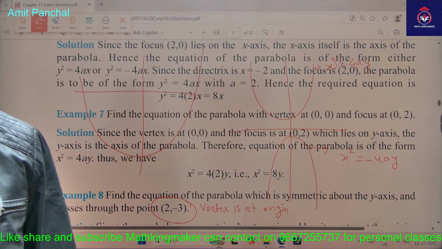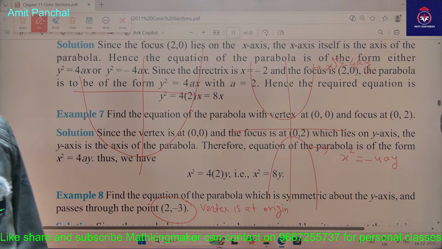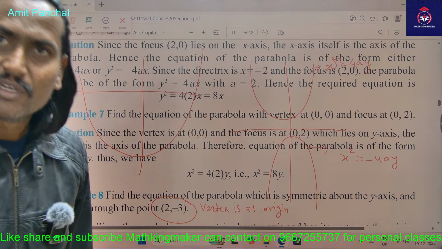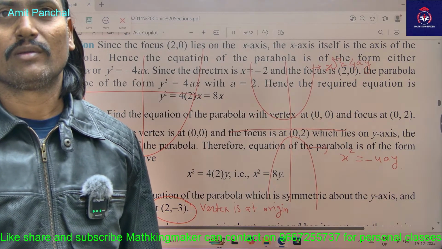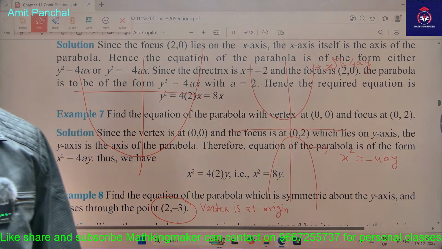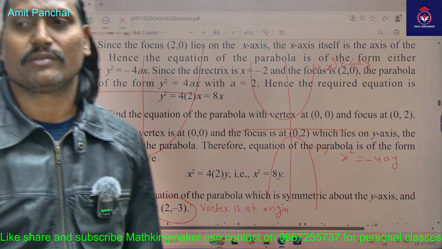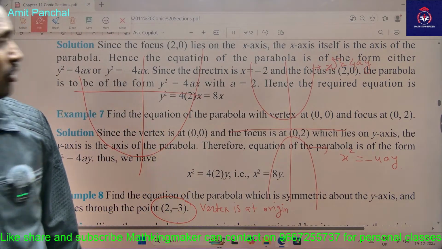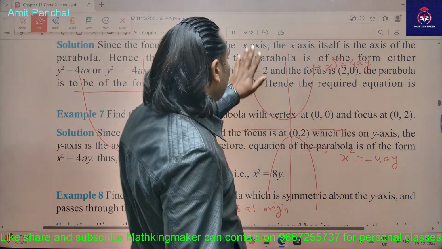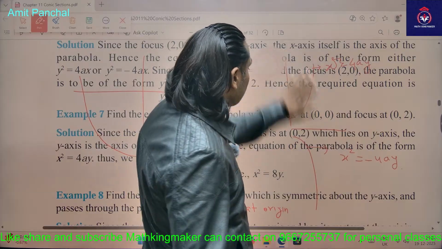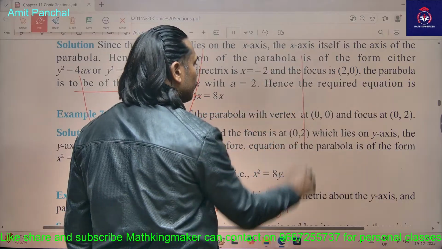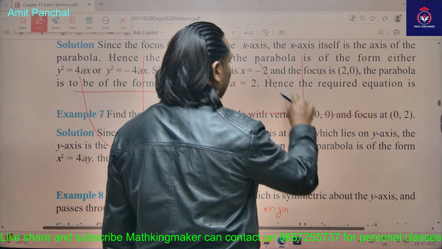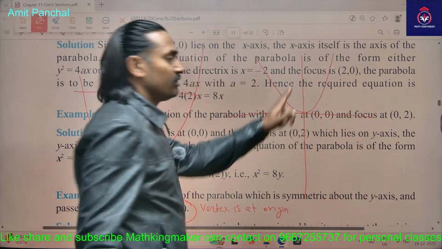Then this will be symmetrical against the x-axis. Yeah, it is symmetrical about the x-axis, yes. But in the question they are talking about symmetrical about the y-axis, and its vertex is also the origin, isn't it? So we have to take minus 4ay. Yeah, it will be this one.